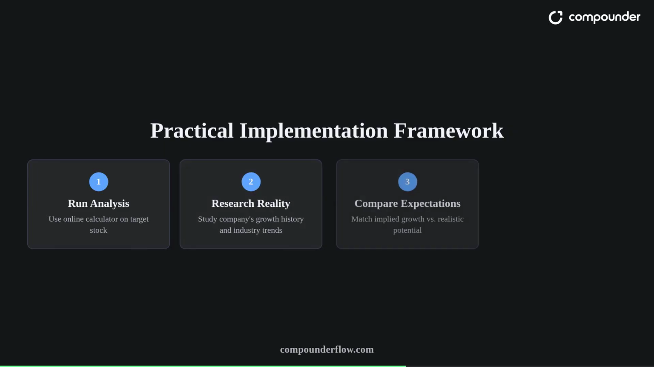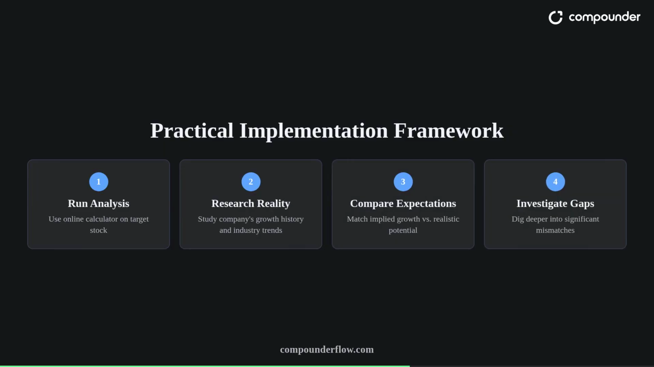Here's a practical framework for using reverse DCF. Start by running the analysis on a stock you're considering. Note the implied growth rate. Then research the company's historical growth, industry trends, and competitive position. Ask yourself, does the implied growth rate align with your research? If there's a significant mismatch, investigate further.